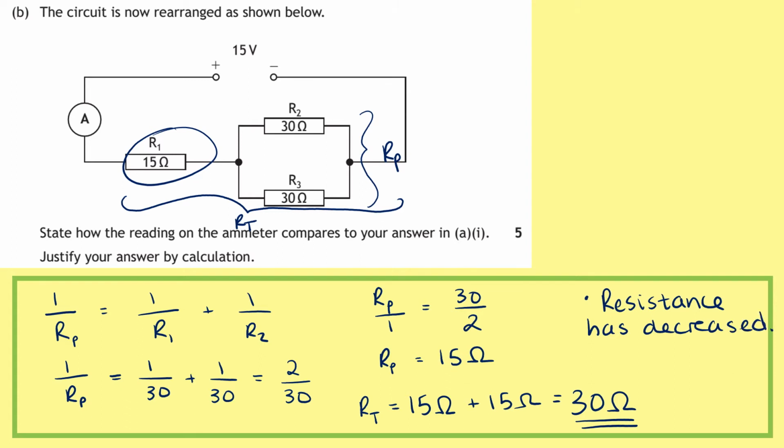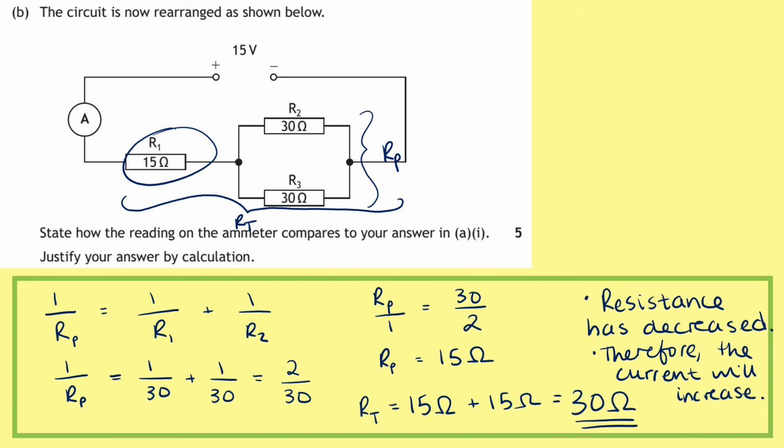Therefore, because resistance is the opposition to the flow of current, our current will have increased. So a decrease in resistance means an increase in current. So that final statement will get you a mark there.